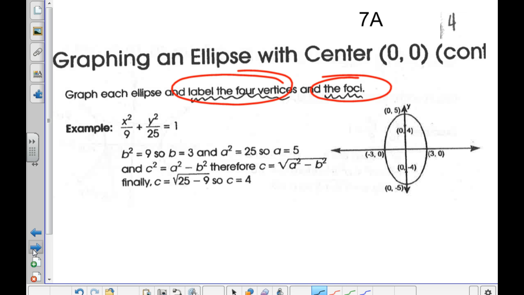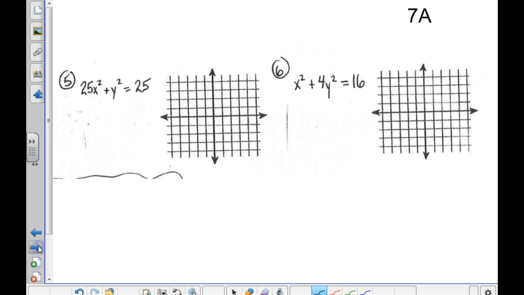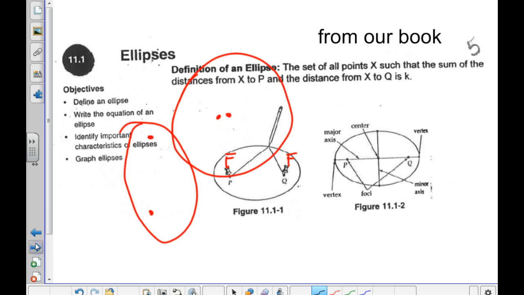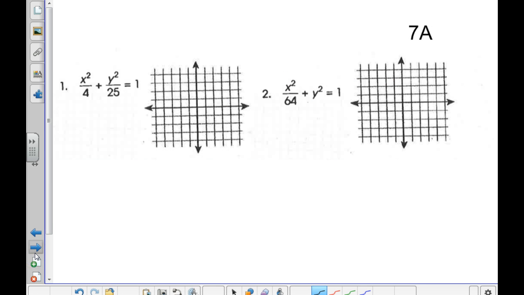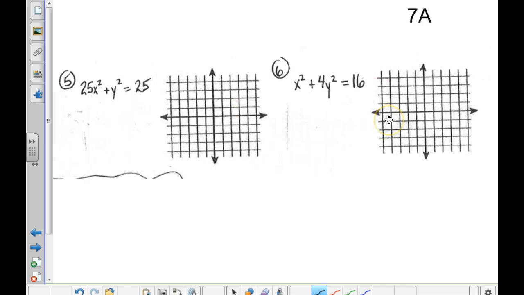Can you pick off 7A? Did you pull out 7A? I'd like to do one problem with you. Pick a problem, 1 through 6. Anybody? 1 through 6. Is it not 7A? Is it 7B? It's 7B? Sorry. I thought I have it up here as 7A. Okay, 7B. Pick one problem. Number 5. Okay, here we go.